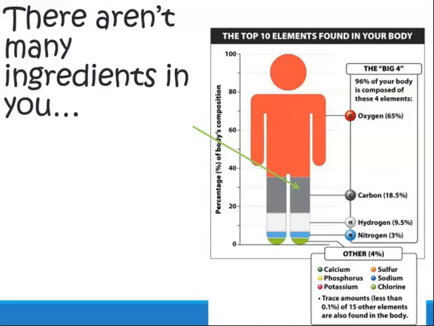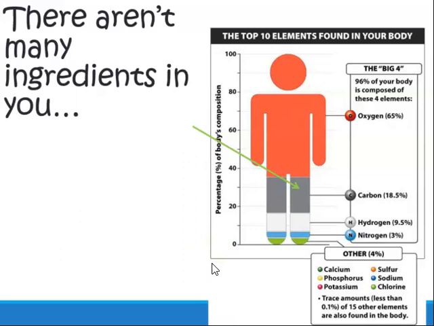We have the big four elements in your body. So the big four including oxygen. The majority of our body is made up of oxygen, about 65%. And that makes sense because we need oxygen to allow for metabolic processes within our body. Carbon makes up about 18.5% of the body. Hydrogen, 9.5%, and nitrogen, about 3%. And the other 4% are a combination of other elements. So we have calcium, phosphorus, potassium, sulfur, sodium, and chlorine.